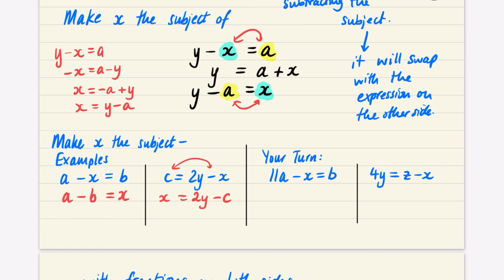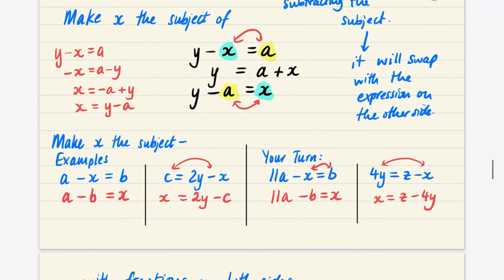You've got 2 that you can have a go at, so quickly pause and see if you get the same as me. So the x and the b are going to switch places, or you could do the long method. So 11a minus b equals x. And then in this one here, the 4y and the x are going to switch places. So x is equal to z minus 4y. If you don't think you're going to remember that, just do the slower method to see how they switch.